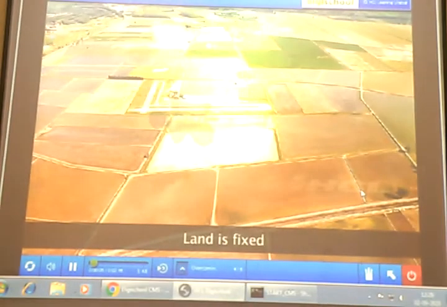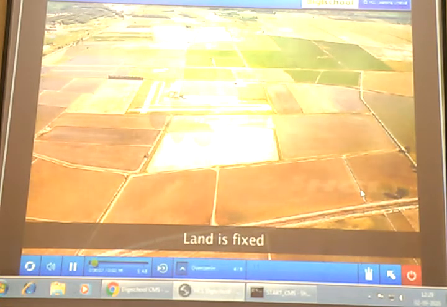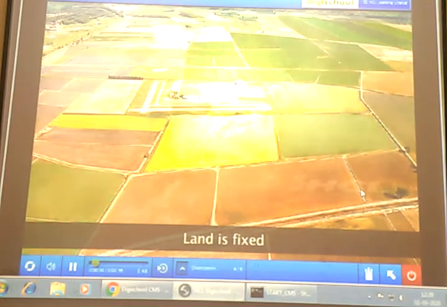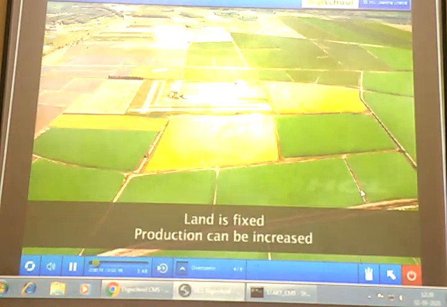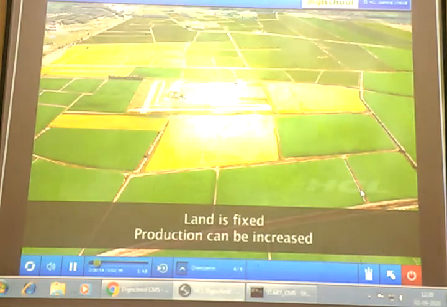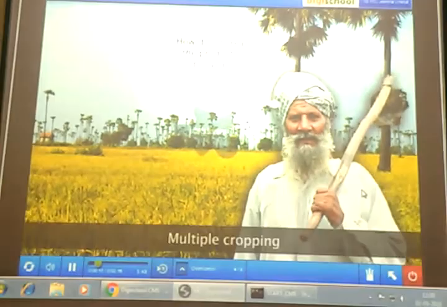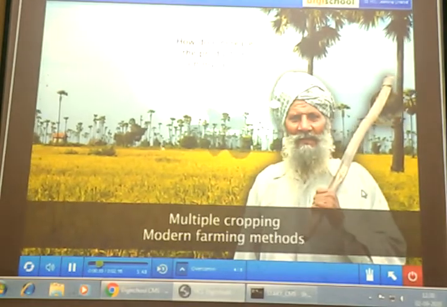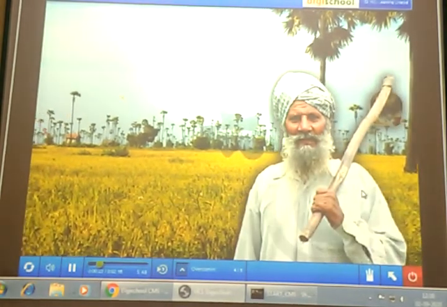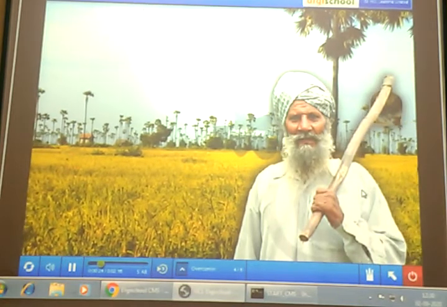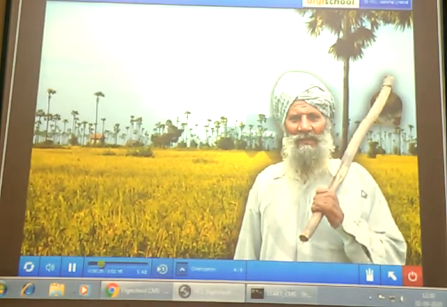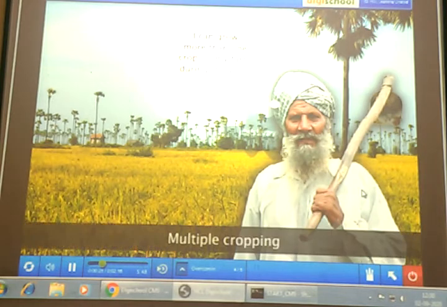You have learned that land is fixed or limited. However, there are ways in which production can be increased from the same plot of land. For instance, Gopal grows more from the same plot of land by using multiple cropping and modern farming methods. Let us see what is meant by multiple cropping. Gopal grows more than one crop on his farm during the year.